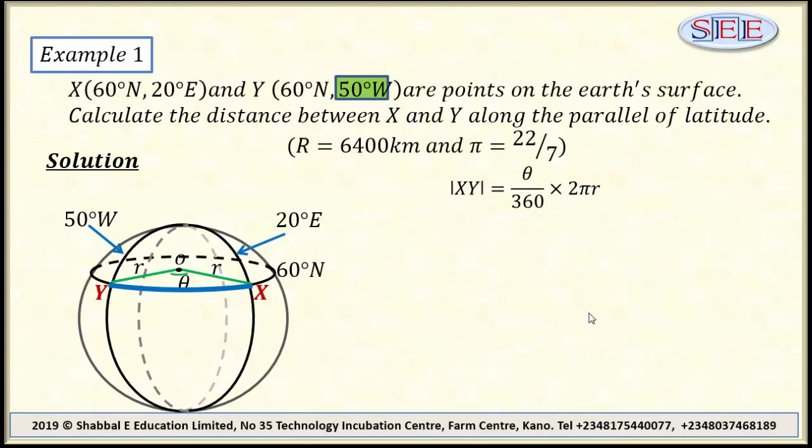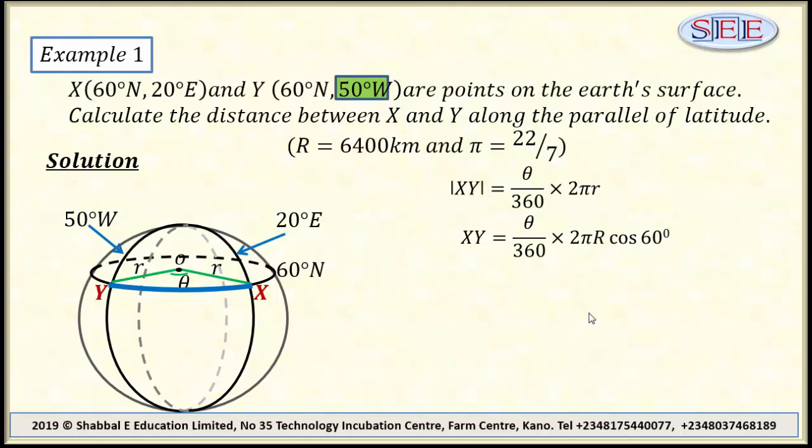But the radius of this latitude, like I have said, will not be given. What will be given all the time is the radius of the Earth. So we have to write that expression in terms of the radius of the Earth. Substituting, we will now have distance XY equals theta over 360 multiplied by 2 pi big R cos 60 degrees. And the big R is the radius of the Earth, and that cos 60, the angle 60, is the angle of that latitude. You can see it. The latitude of X and Y is latitude 60 degree north.